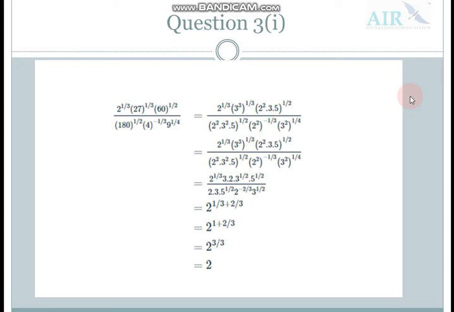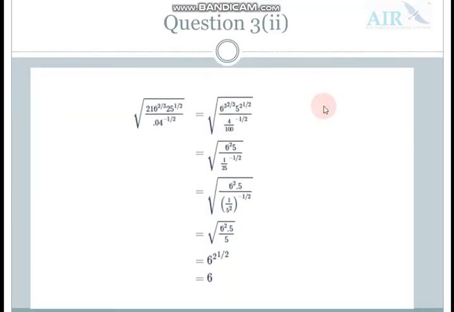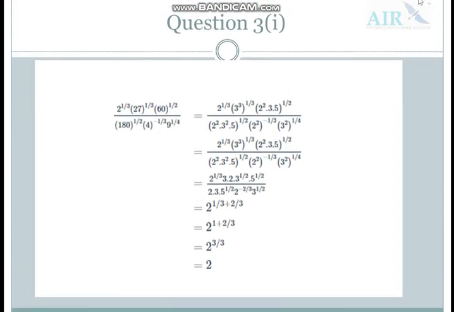Yes, hello students. In the previous video we have done till exercise 2.3 question number 2. Here we have question number 3 part number 1. Again we just have to simplify this question by using the law of exponent, and I hope that you have understood the law of exponent very keenly.